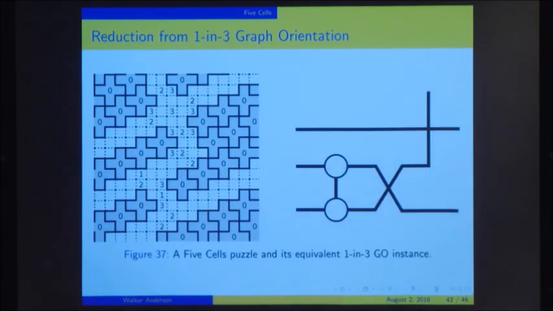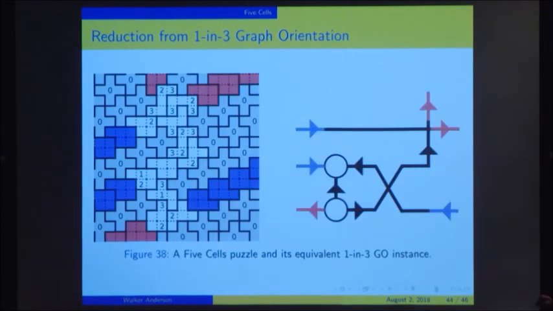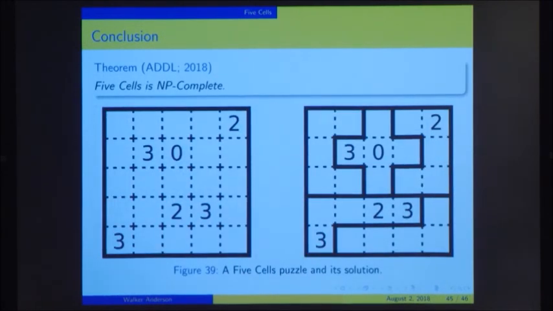So in this way, you would get a puzzle that represents the 1-in-3 Go instance. And the solution to this problem would correspond to the solution of the 1-in-3 Go instance. So in order to solve the 5 Cells, you would have to solve the 1-in-3 Go problem that is NP-complete. So I am leaving out a few details, but from this, we can conclude that 5 Cells is an NP-complete problem.